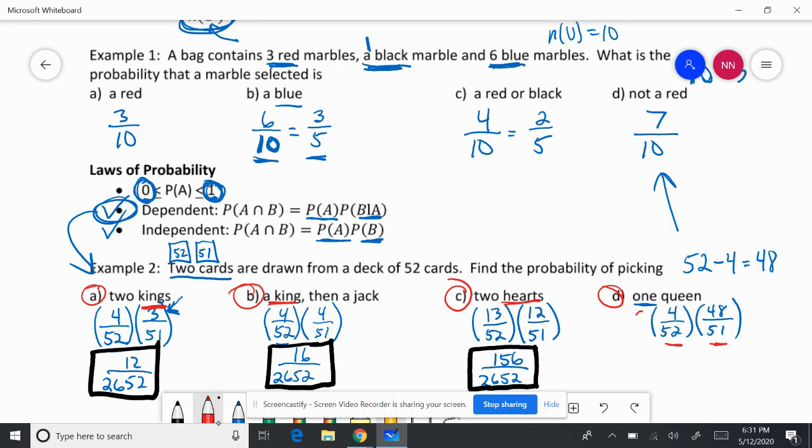So we're going to multiply this by 2 because either the first one is the queen and the second one's not the queen, this is a little signature for not, or the first one is not a queen and the second one is a queen. So it could be this possibility or this possibility. There are 2 possibilities, so we times it by 2. 2 times 4 times 48 gives us 384 over 2652.